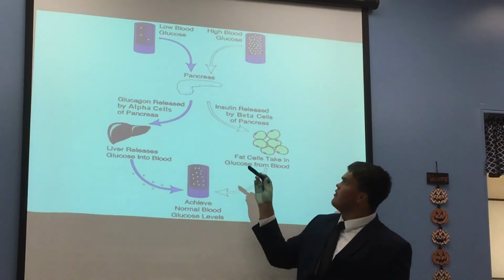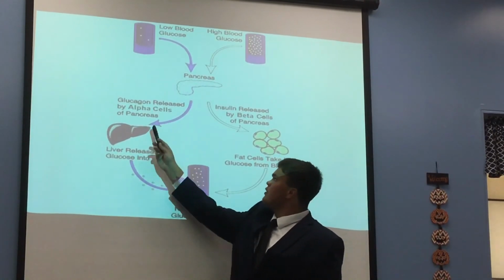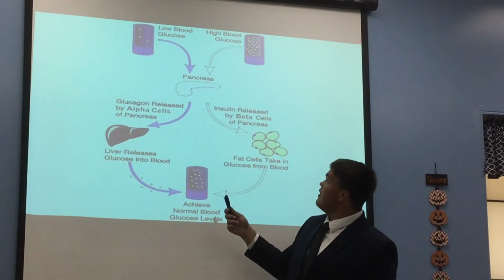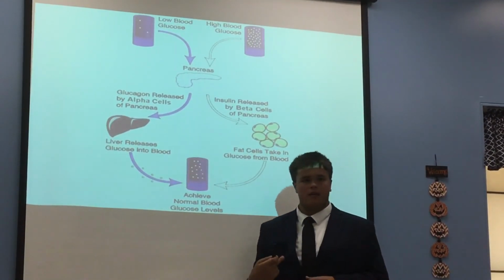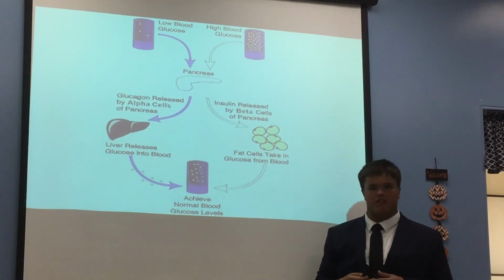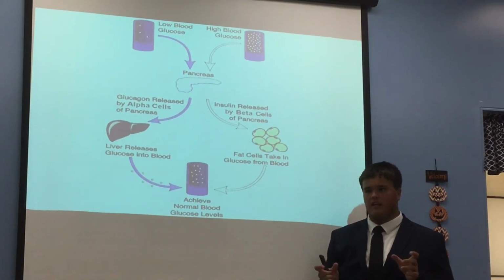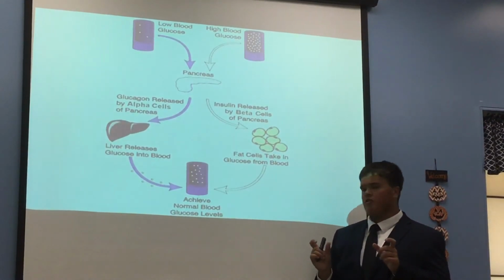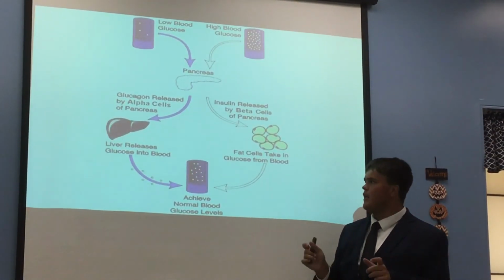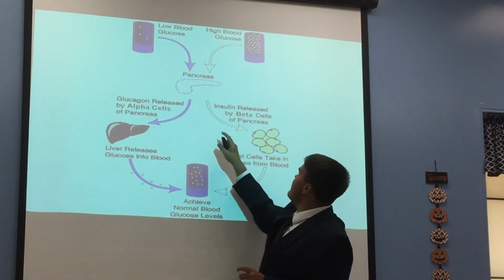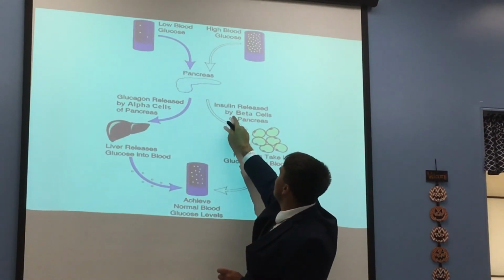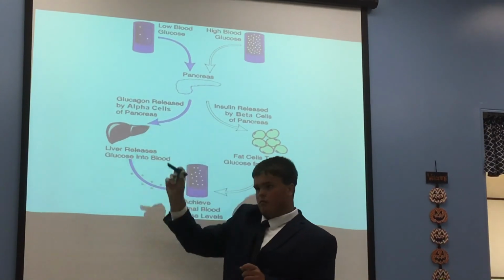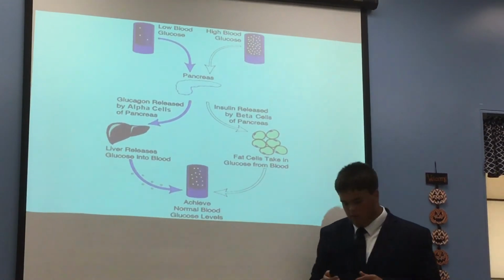Whenever you have low blood sugar, though, something called glucagon is released by the alpha cells. This is the opposite of insulin. Insulin and glucagon are related. They help regulate how much blood sugar you have, but whenever this isn't here, sometimes this isn't needed, as you can probably figure out.